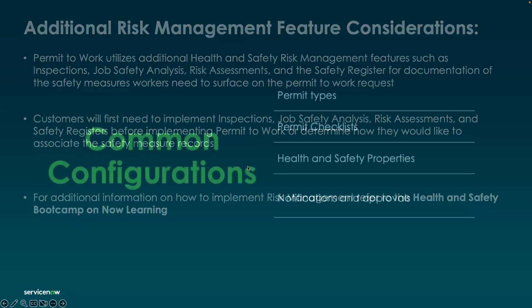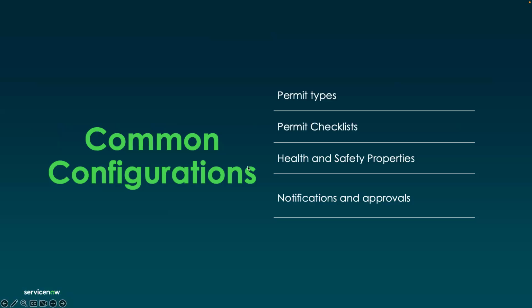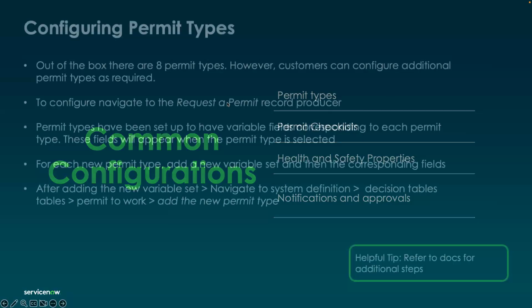All right, we're now going to get into common configurations. So permit types, permit checklists, health and safety properties, and then I have a note here for notifications and approvals. And these are going to be the most common configurations that you'll do during your implementation.